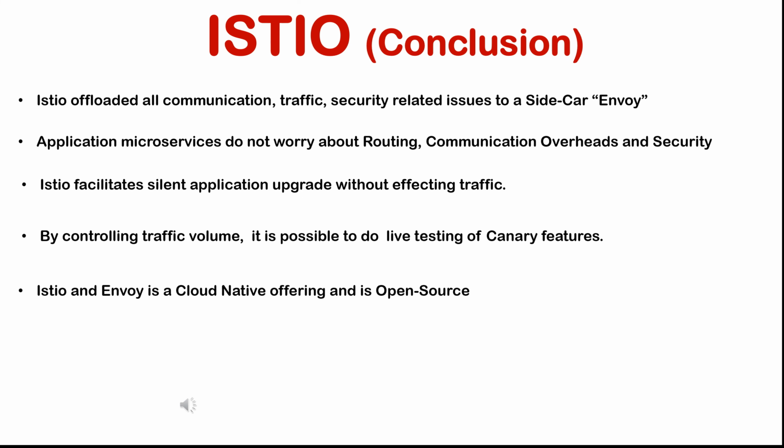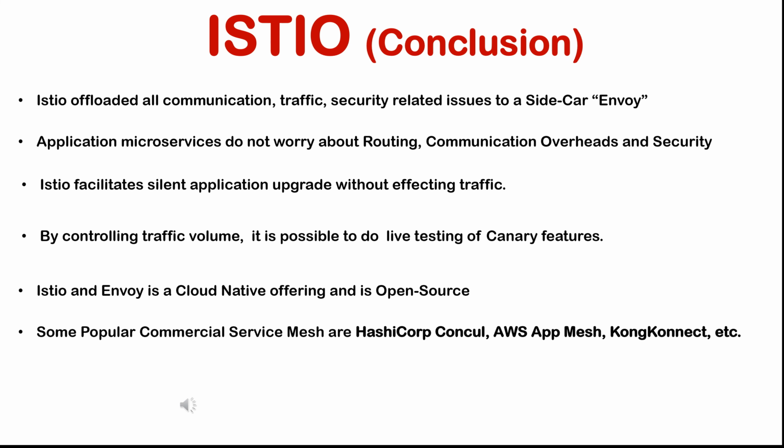Istio and Envoy are a cloud-native offering and are open source. Some popular commercial service meshes are HashiCorp Consul, AWS App Mesh, Kong Connect, etc.